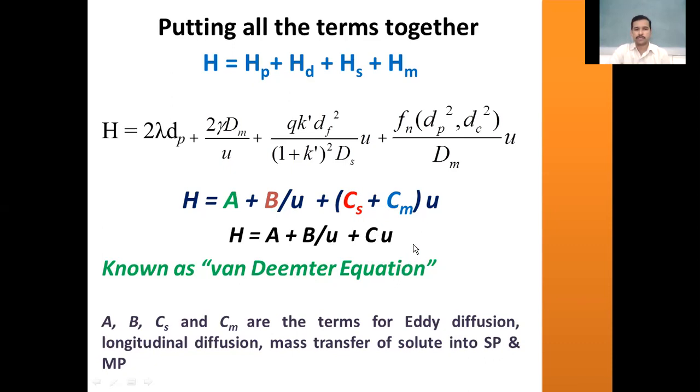This equation is very, very useful in order to calculate the average linear velocity of the mobile phase. Optimum velocity of the mobile phase must be fixed at such a level by using this equation. So if we want to fix the chromatographic condition in such a way that the plate height should be minimum, then we will certainly use the Van Deemter equation. Where A is the eddy diffusion term, B is the longitudinal diffusion term, Cs and Cm are the multiple path transfer terms for a solute for the diffusion into stationary phase and mobile phase respectively.